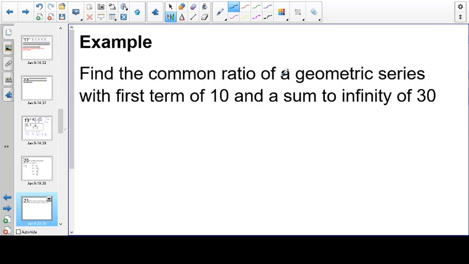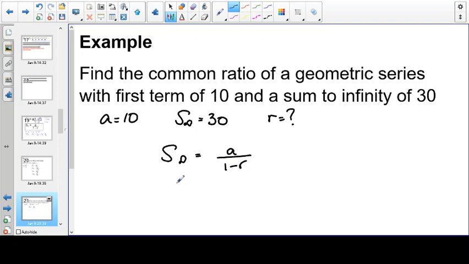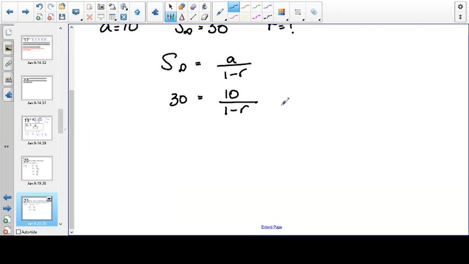Find the common ratio of a geometric series with first term 10 and a sum to infinity of 30. Okay, so this one, we know A is 10. We know the sum to infinity is 30. What we don't know is what R is. But we do have a formula: A over 1 minus R. So if we put in what we know, that's 30, we know that's 10, we don't know that. So we just need to solve that equation now.